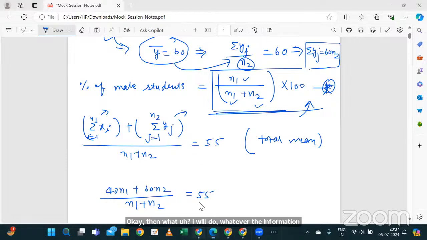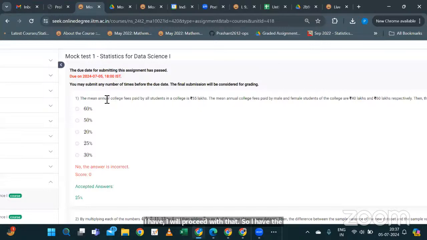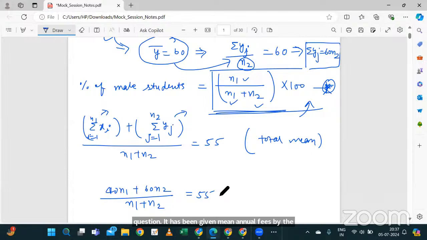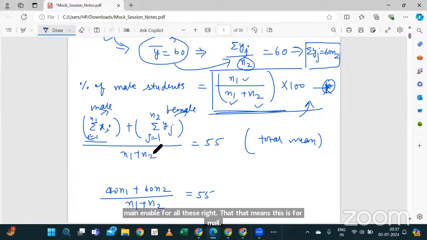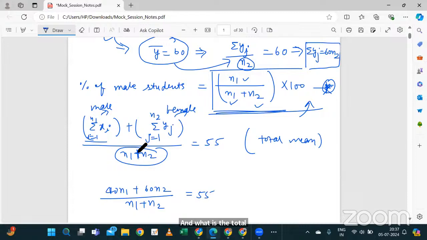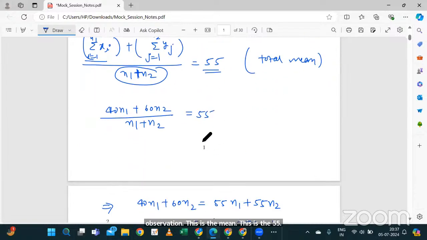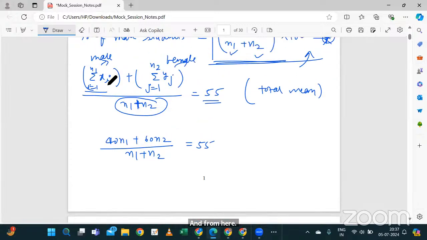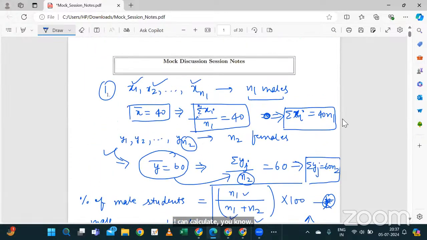In the question, the mean annual college fees of the students is given as 55 lakh, right? So this is the mean for all the students, that means including male and female. And what is the total number of candidates? n1 plus n2. So the mean is the summation of all the observations divided by n1 plus n2, the total number of observations. This is 55. And from here I can calculate the summation of xi and the summation of yi, and we know the summation of xi is this one and the summation of yi is this one.